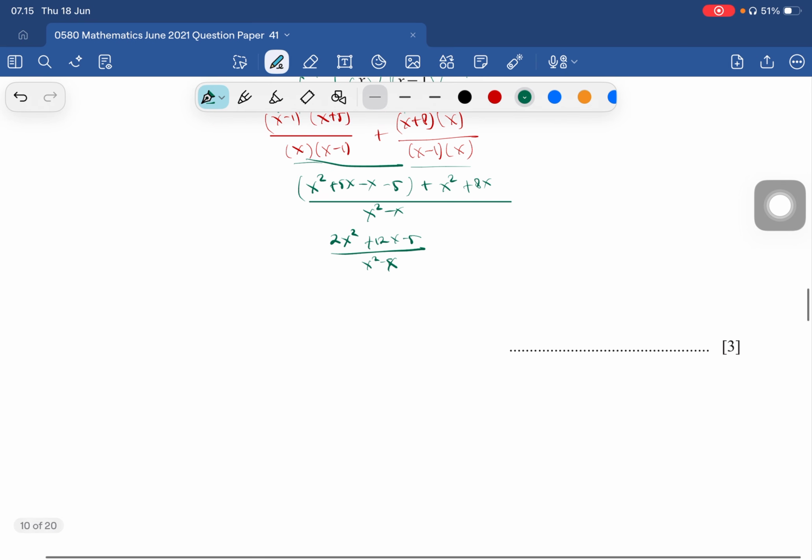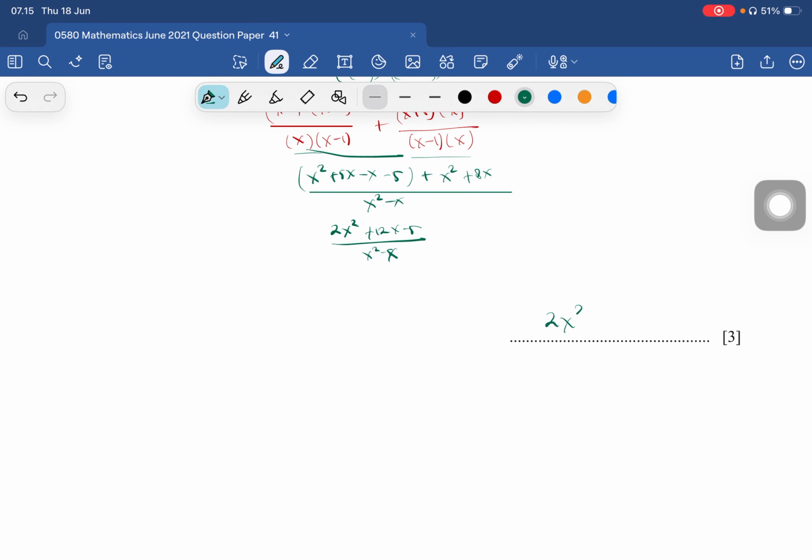Okay, so let me write it here. So this is 2x squared plus 12x minus 5, divided by x squared minus x. This is the simplest form, or the final answer.